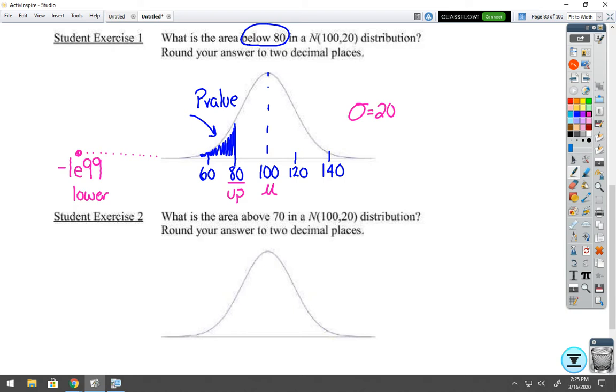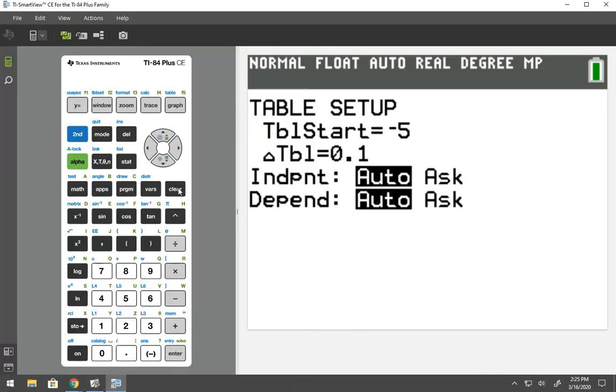So we're going to put these into the calculator so that we can utilize them. I'm going to switch over to my calculator, and the first thing I'm going to do is clear everything.